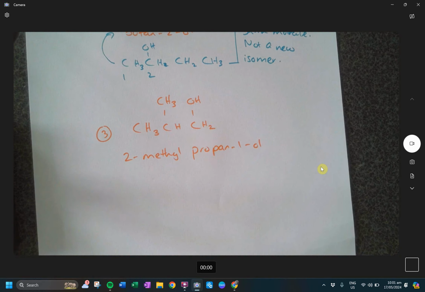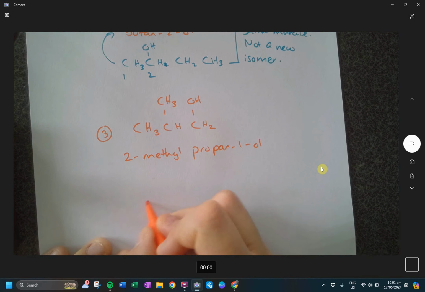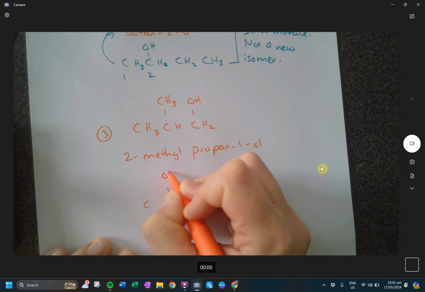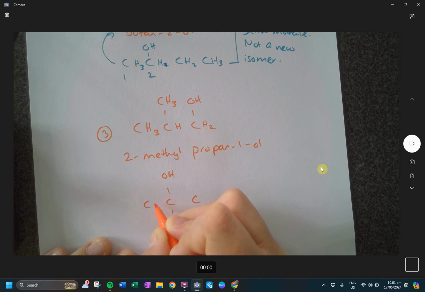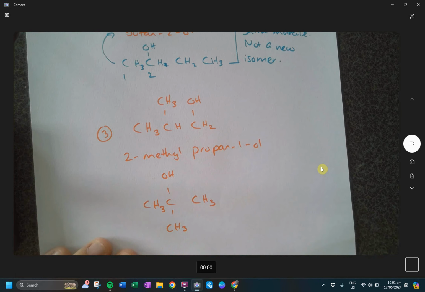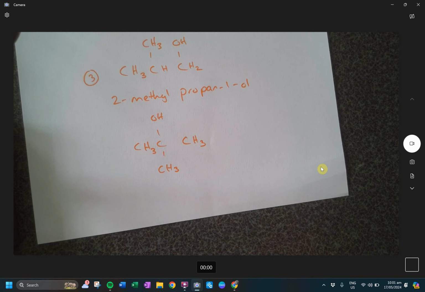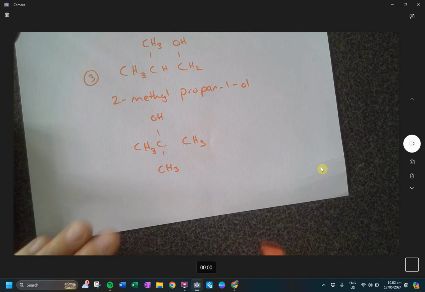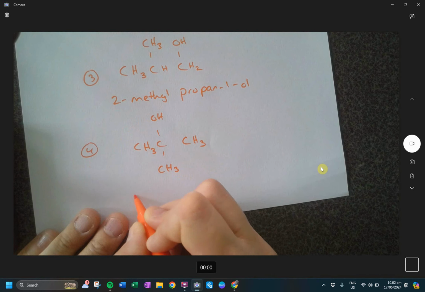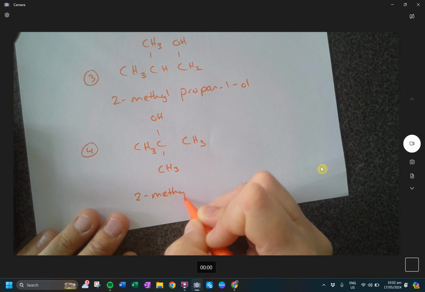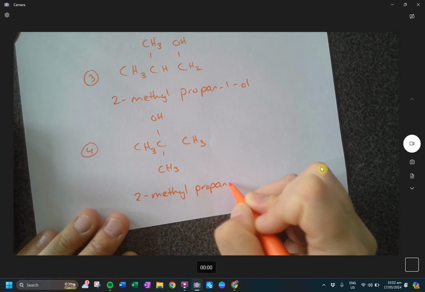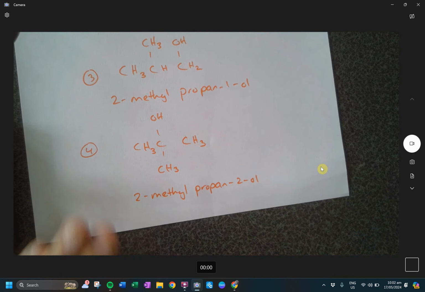So I'm moving the alcohol to carbon number 2 now. So 1, 2, 3, OH, CH3, CH3, no hydrogen here, CH3. Cool. All right, and when I go to name this, this would be 2-methylpropan-2-ol. So I personally try to name it. It's good practice, but it's also a good way to double check you don't accidentally have the same molecule twice. And those are my 4. Hopefully you guys got that.